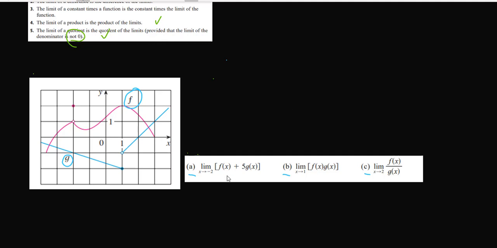Now in the first problem, we're talking about the sum of f and a constant times g. In the second problem, we're talking about the product of these two functions. And in the third question, we're talking about their quotient. So this means that we're going to be bumping into some of these rules. For example, we're going to be bumping into the sum. We're also going to be bumping into a constant times a function, the product, and the quotient.